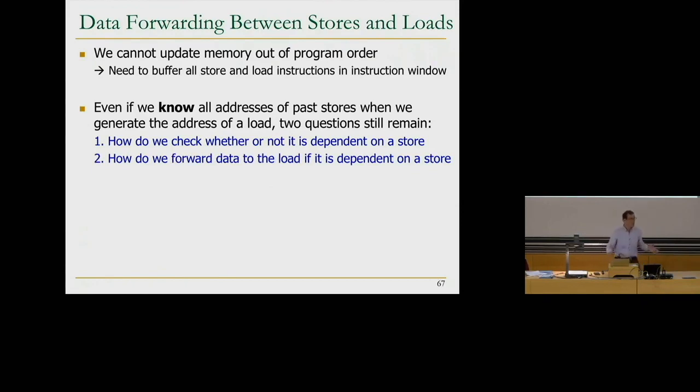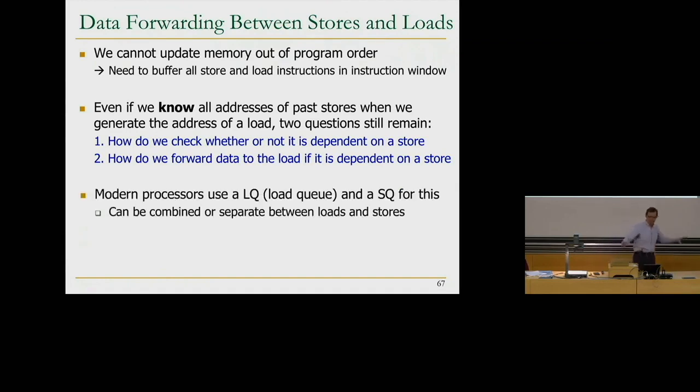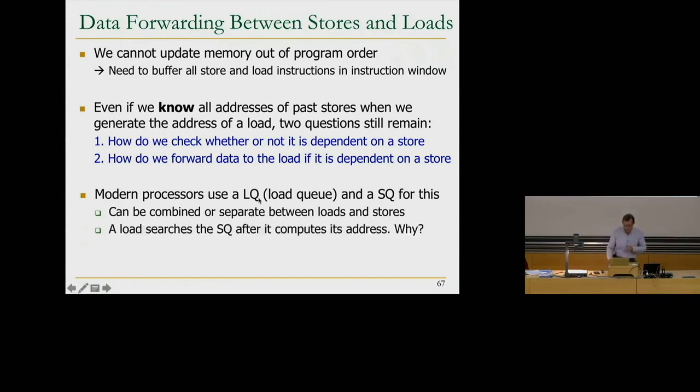For this, you need a special structure. These special structures are usually decoupled into a load queue and a store queue. It can be combined between loads and stores. For example, in the Intel Pentium Pro it was called a memory ordering buffer, MOB. So you had a MOB in a processor. But you can combine or separate; basically, you have a load queue and a store queue.